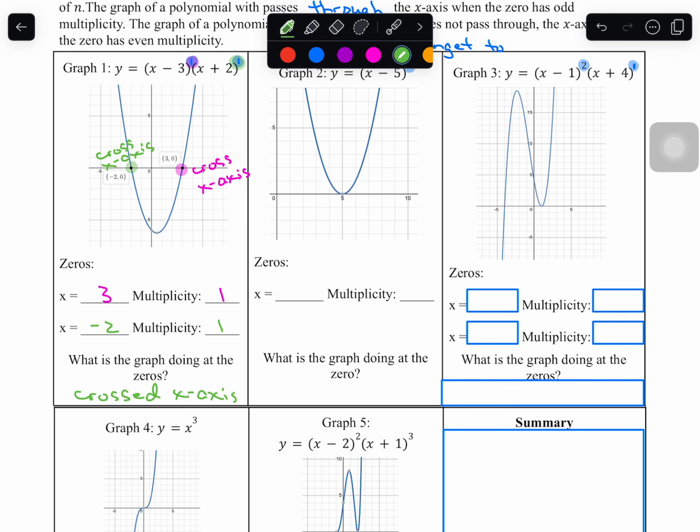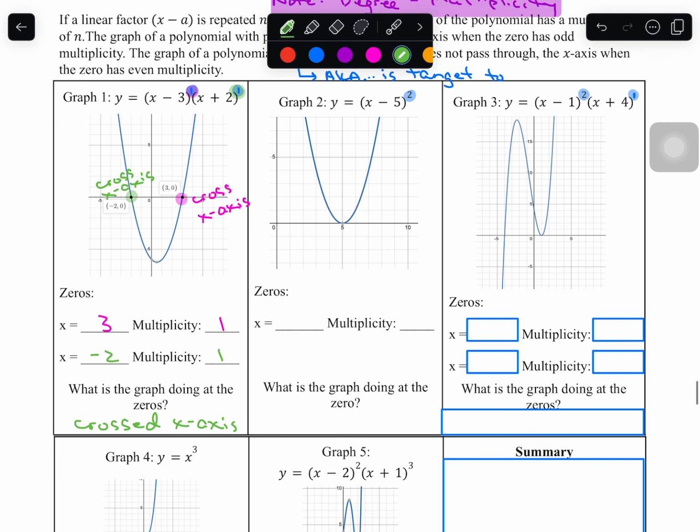Now let's see if that's the same thing with a multiplicity of 2 like we have in graph 3. So graph 3, I have a 0 of 5. I have the factor of x minus 5. I have the 0 of 5. The multiplicity, we said, was 2. And you'll notice it doesn't cross the x-axis. What ends up happening is it touches the x-axis and then kind of bounces back up.